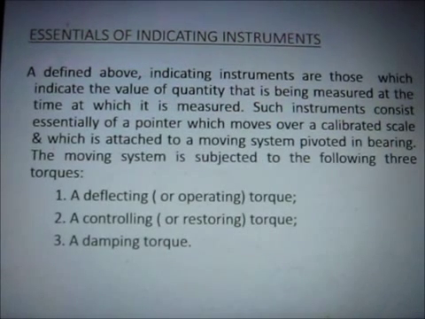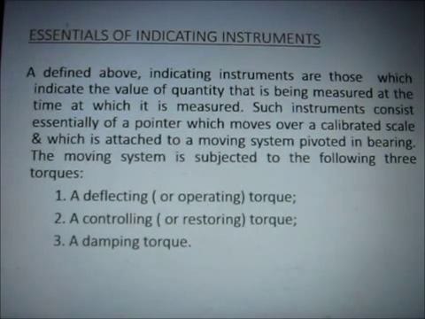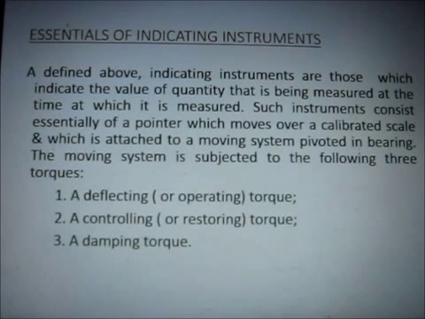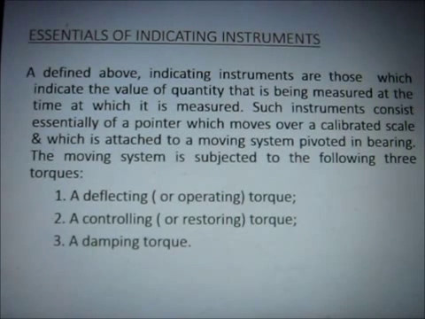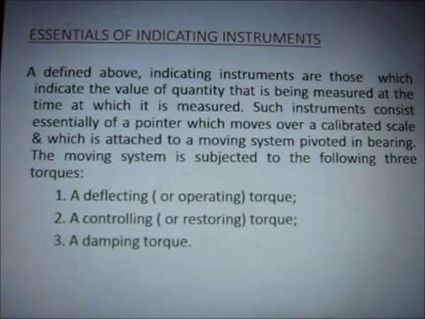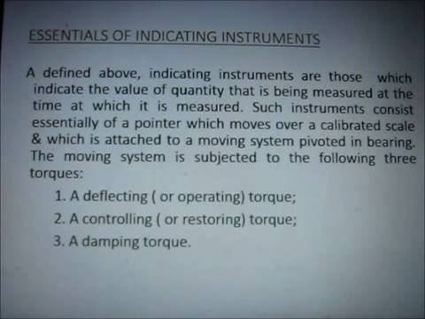Some of the essentials of indicating instruments as defined above. Indicating instruments are those which indicate the value of the quantity on the dial. Such an instrument consists of a pointer which moves on a scale, and where the pointer stops on the scale, that point is the measured value. The moving system is the most important part in this case. The moving system has three types of torque, that is deflecting torque, controlling torque and damping torque. These three things are basic things.